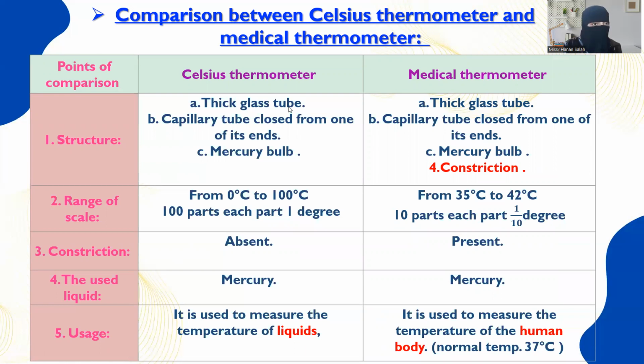But the Celsius thermometer consists of a thick glass tube, capillary tube, and mercury bulb, but there is no constriction in the Celsius thermometer. What about the scale of each one? Scale or range.